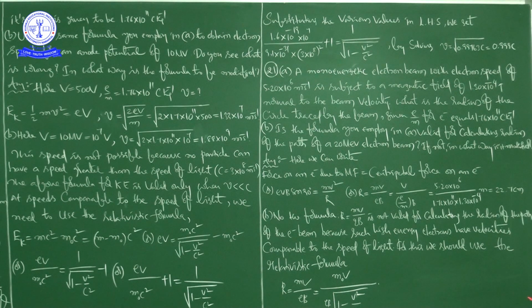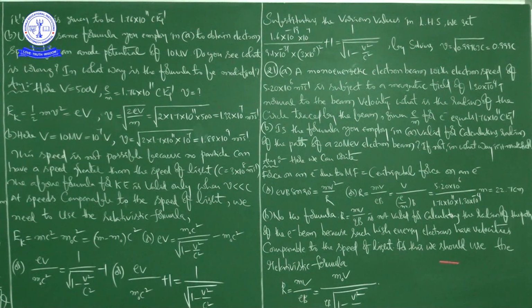Next B, see here. What is the question? Is the formula you employ in A valid for calculating the radius of the path of a 20 million electron volt electron beam, right? The answer is no. The formula R is equal to mv by qB is not valid for calculating the radius of the path of the electron beam, because such high energy electrons have velocities comparable to the speed of light.